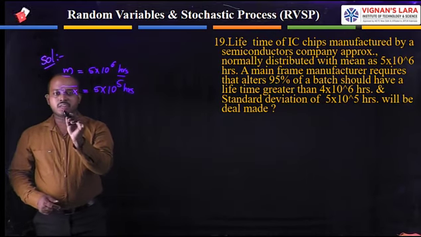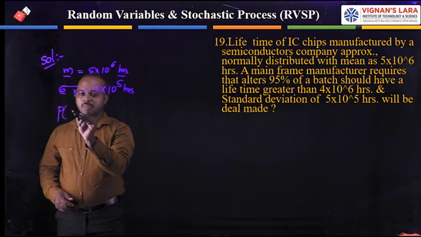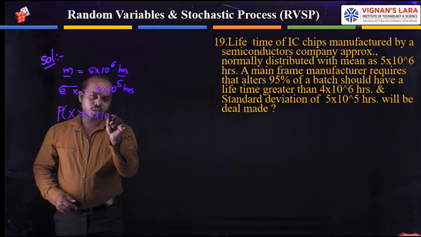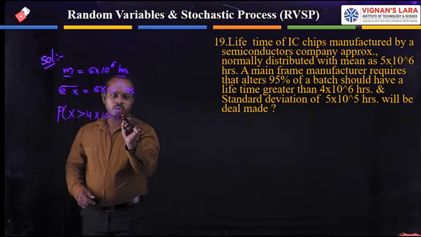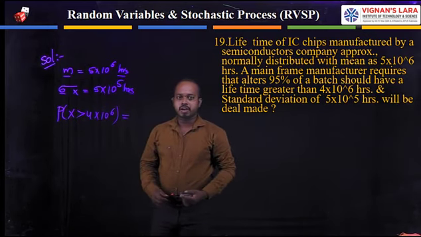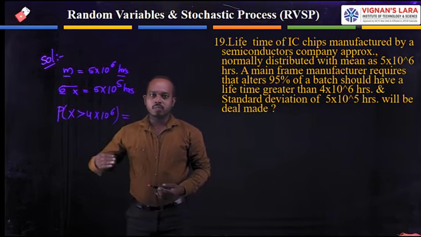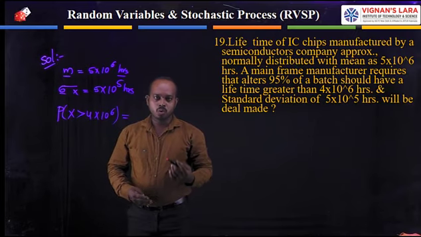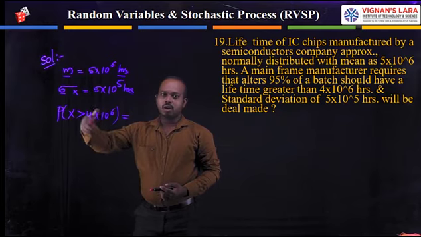Here our required value is found by taking the relation capital X greater than 4 into 10 power 6 hours. For this you can write the opposite event. According to the theory, the probabilities of the normal event and its opposite event add up to 1. Here I am writing its opposite event.